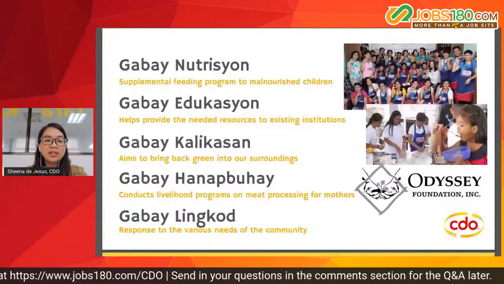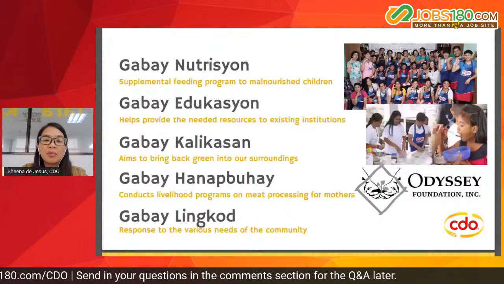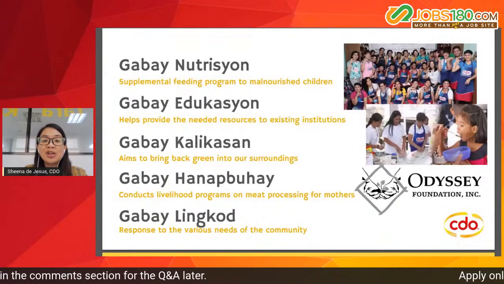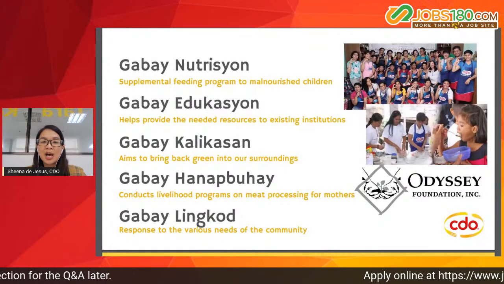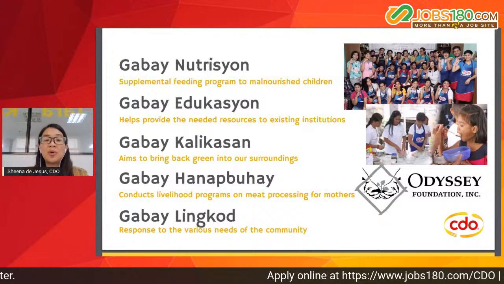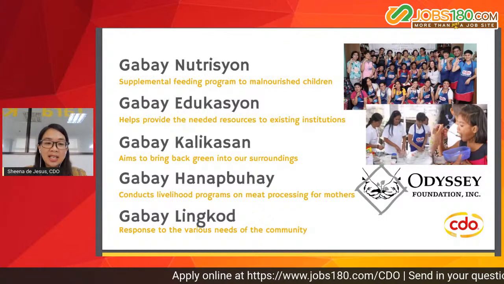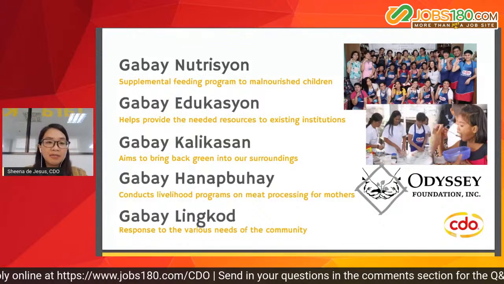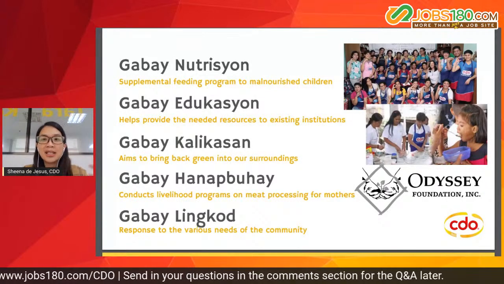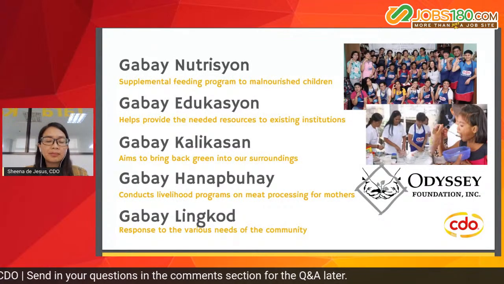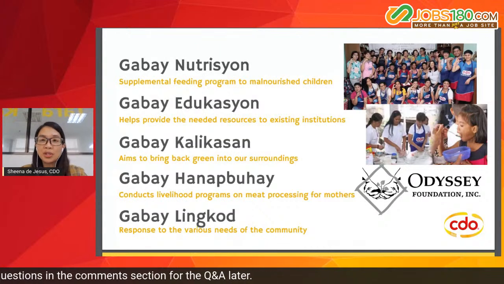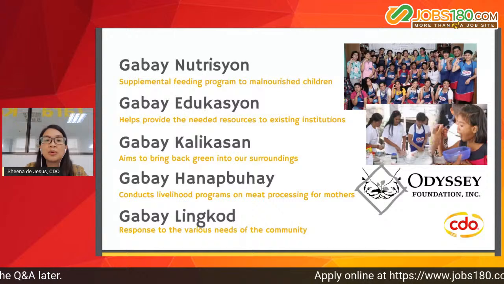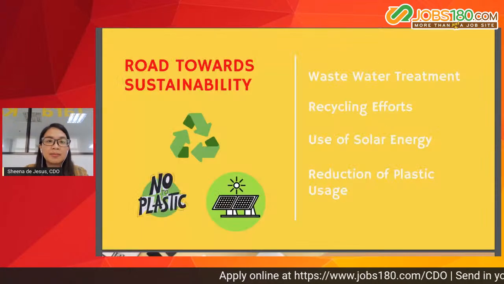Gabay Hanap Buhay conducts livelihood programs on meat processing for mothers. Meat processing specifically, and for mothers because our founder is a mom. So that is more the approach of the Odyssey Foundation. Lastly, Gabay Lingkod. It's our response to the various needs of the community. So if ever there are those affected by a typhoon, or a volcano erupts or something, we ensure to extend our help to those communities who are affected.